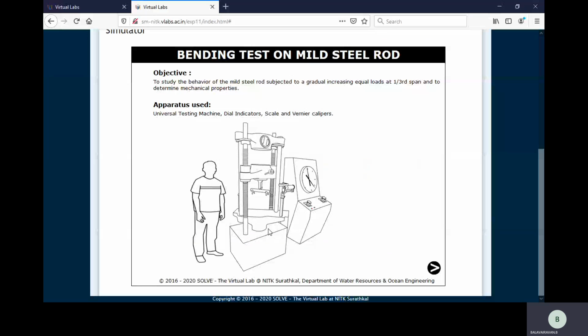Mechanical properties means deflection at each point, at the mid-span of the specimen as well as deflection at one third of the specimen. The apparatus is a universal testing machine, dial indicator, scale and vernier calipers. Scale and vernier calipers are the accessories. So now I simulate. Click here, it is a virtual lab.